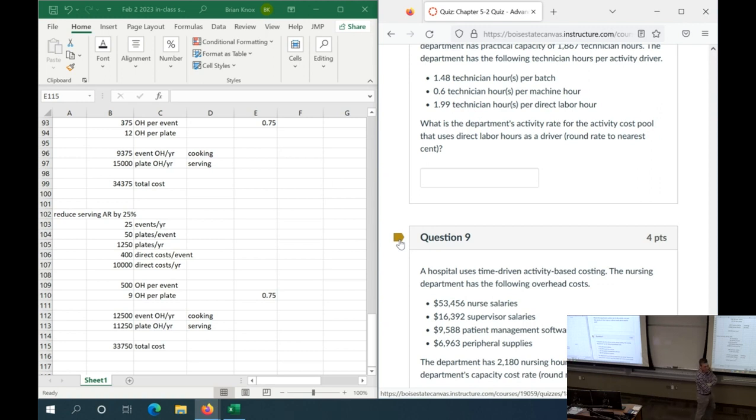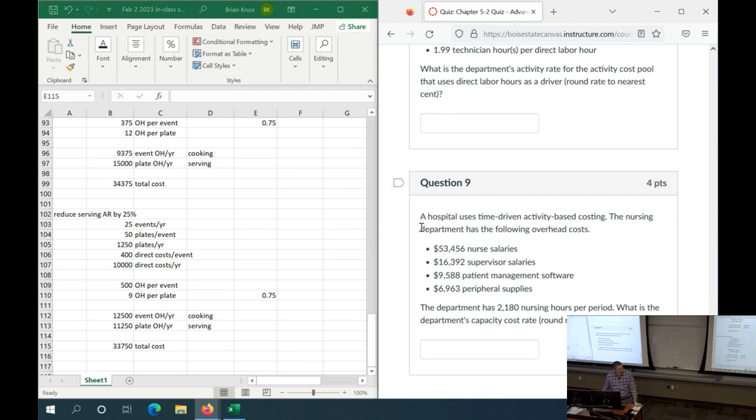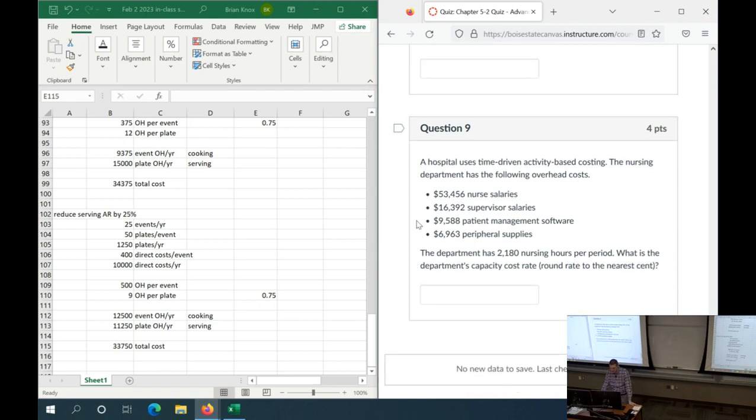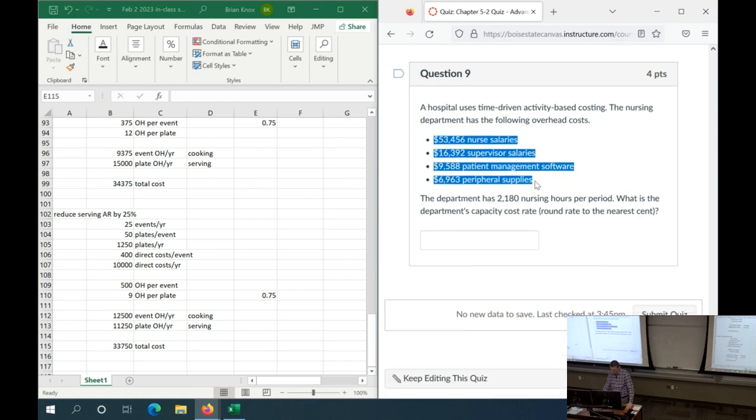All right. Well, going once, we're going to move on to chapter 6. This one right here, set 9. Okay. A hospital uses time-driven activity-based costing. So TD-ABC question. The nursing department has the following overhead costs. So I've listed and said these are all overhead costs in the question. So these are our overhead costs, these categories. The department has 2,180 nursing hours per period. What is the department's capacity cost rate?